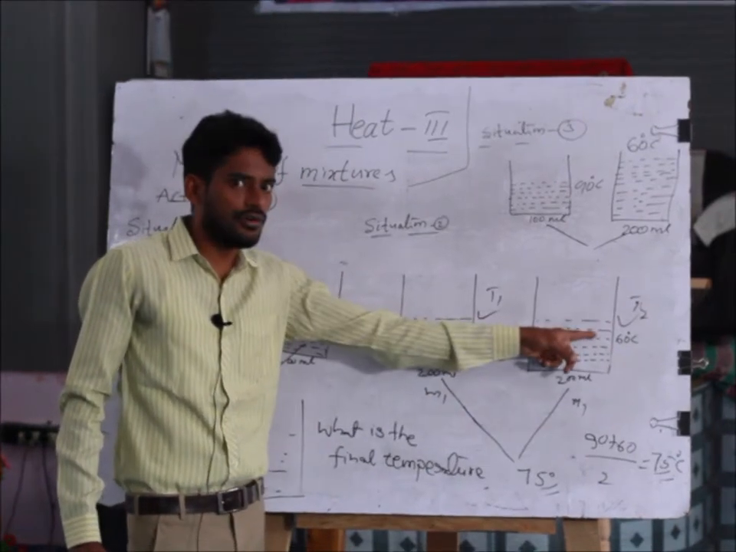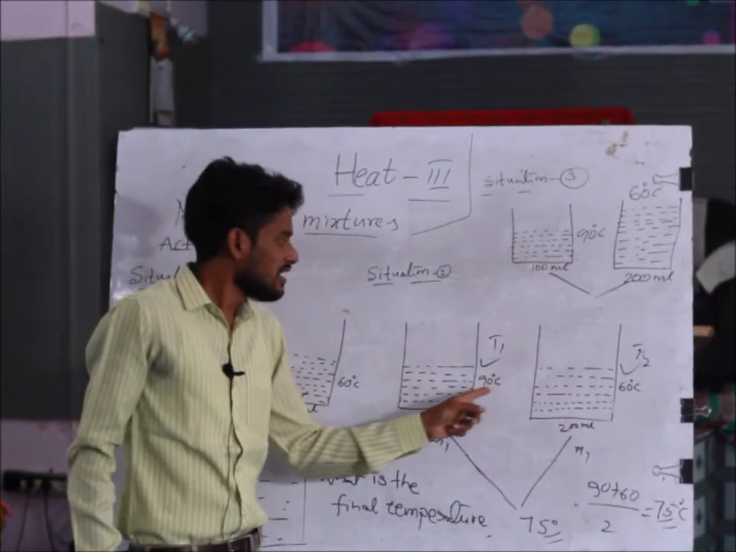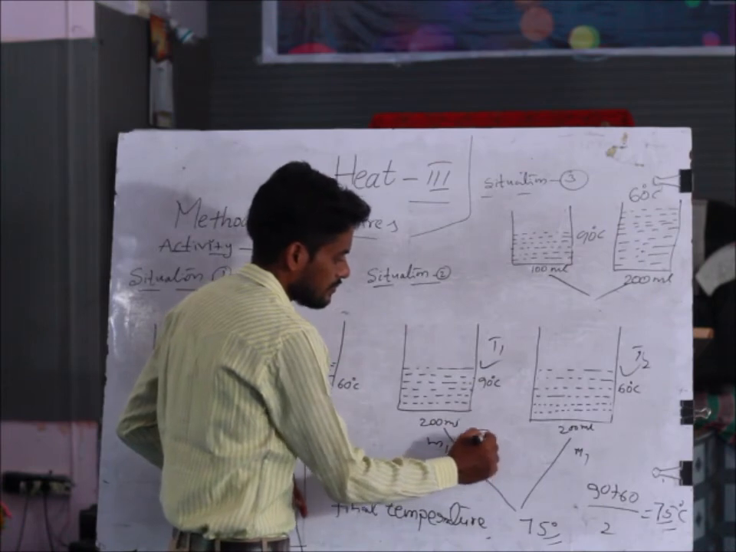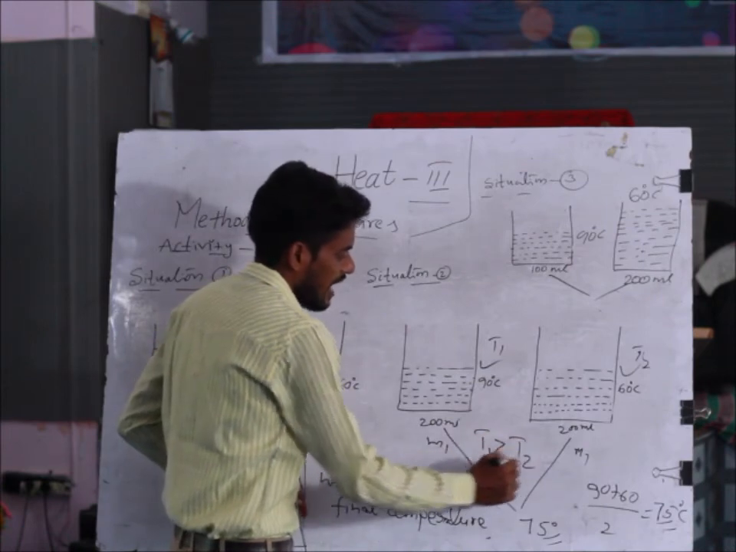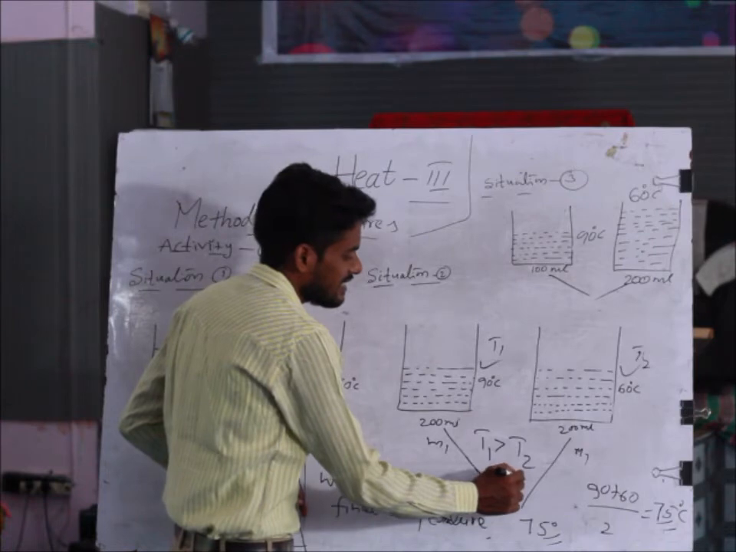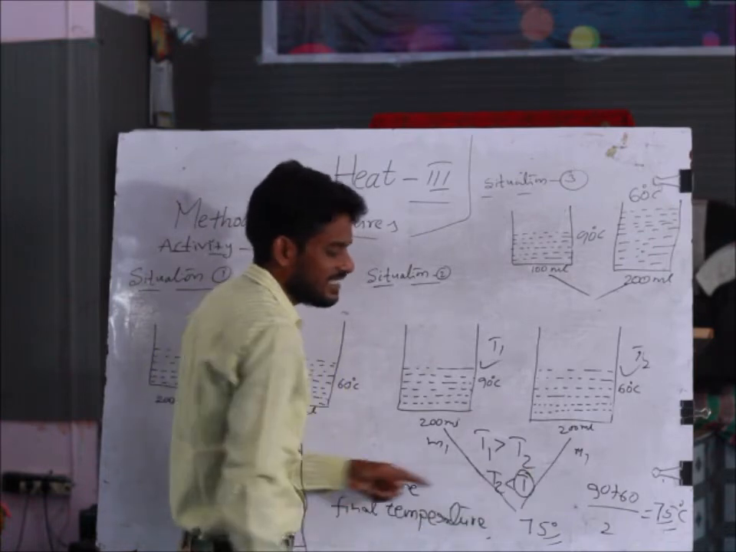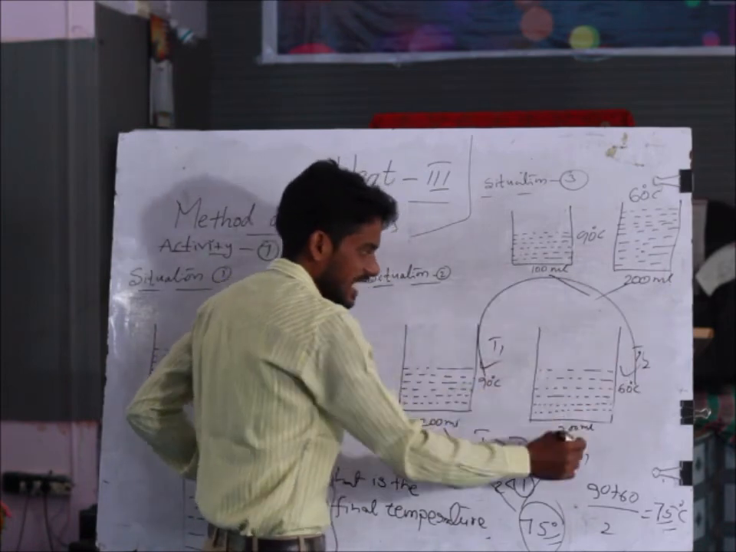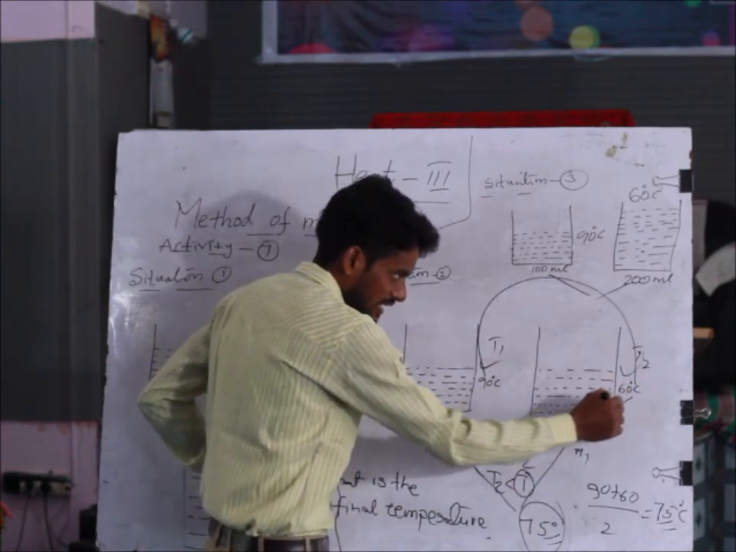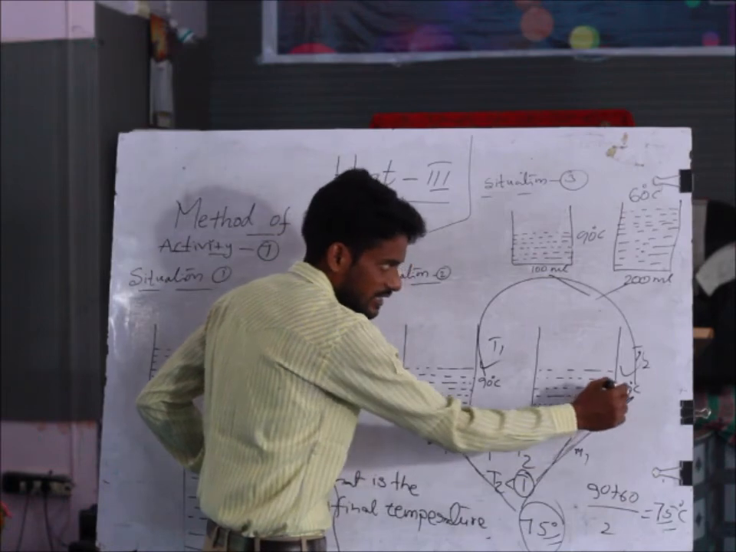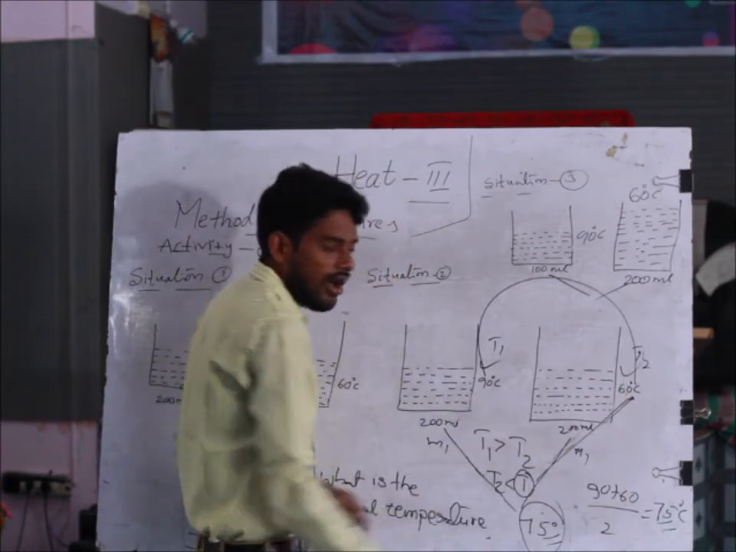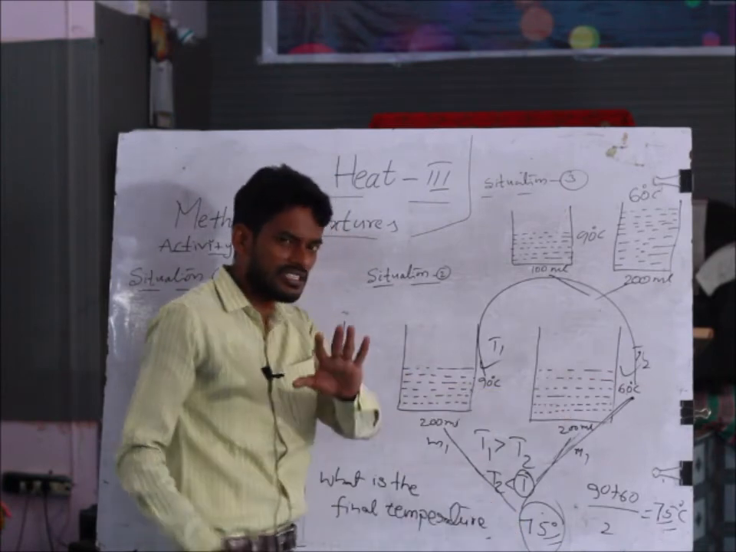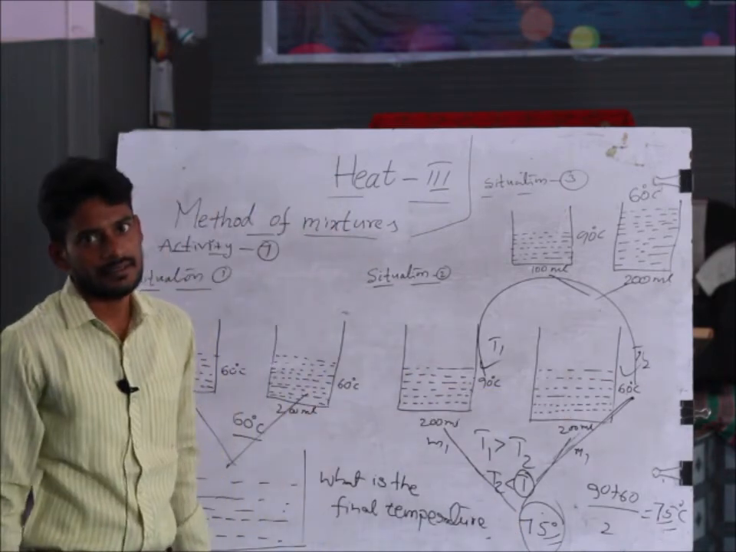T1 greater than T2. T1 is always greater than T2. And T2 is less than the mixed temperature, let it be T, that means 75, which is greater than 60. That means the colder sample always has a lower temperature than the mixed temperature. Do remember this.